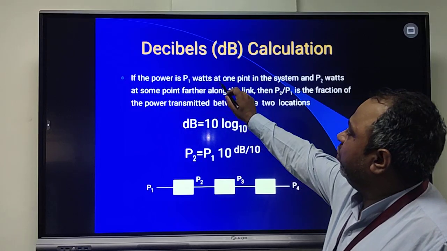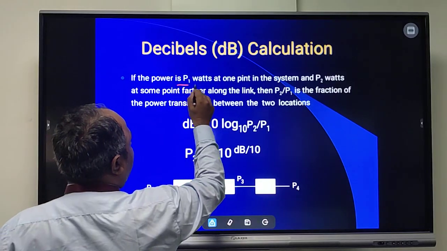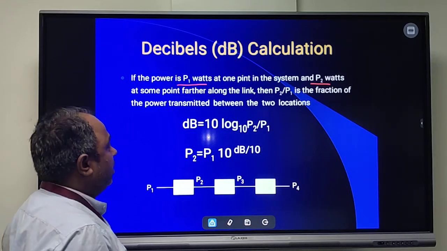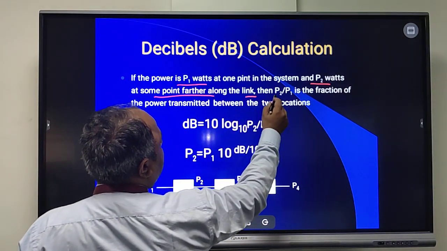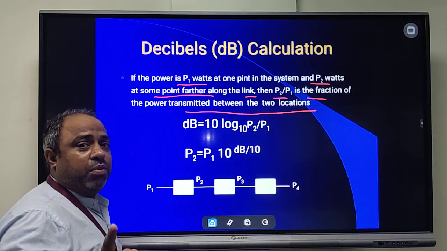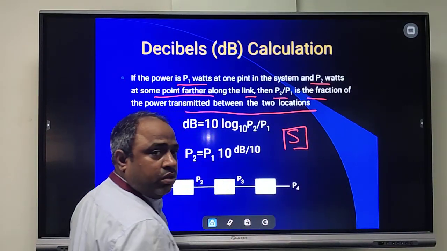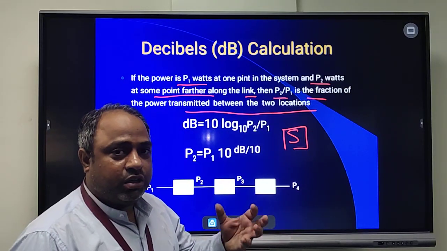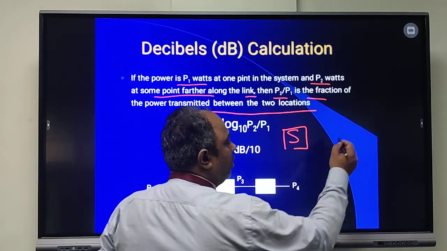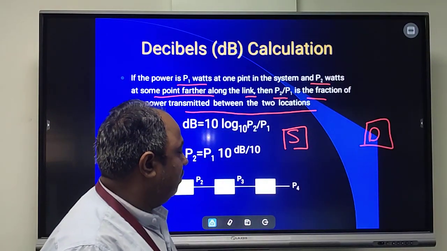First thing, P1 is the input power to the system. P2 is the power at some other point, some point further along the link, traveling from one side to the other. P2 by P1 is the fraction of power transmitted between the two locations. I'm talking about two locations. Look at this source: this is the one location where all the information is gathered and clubbed together, and then the source is able to transfer to the destination. This is the destination where the data will be sent effectively and efficiently.